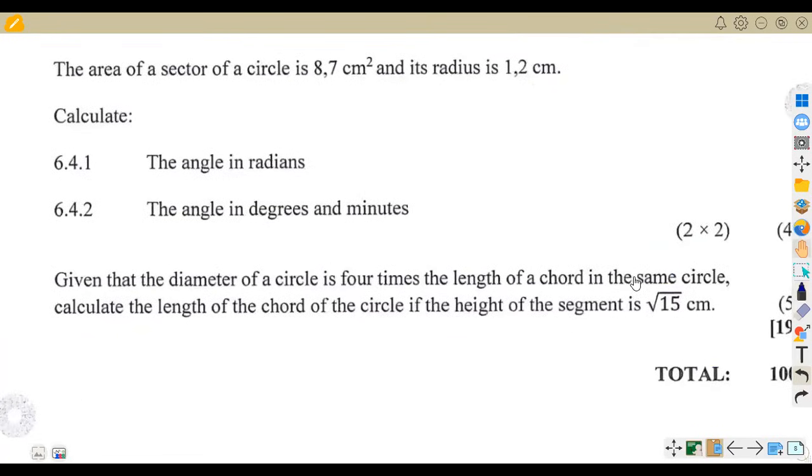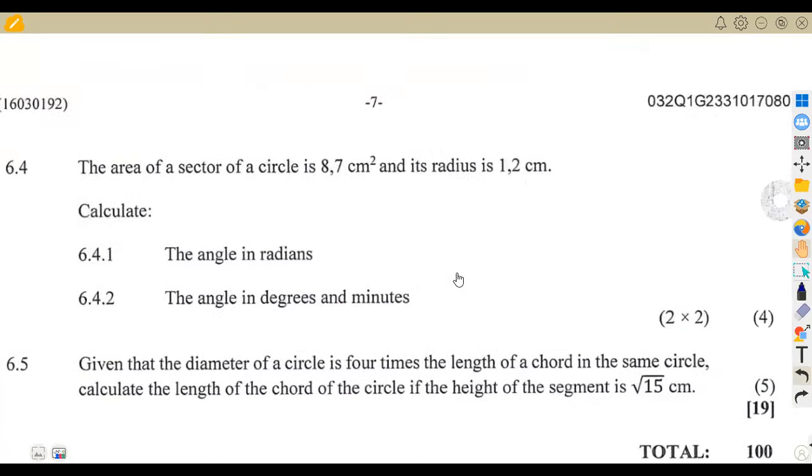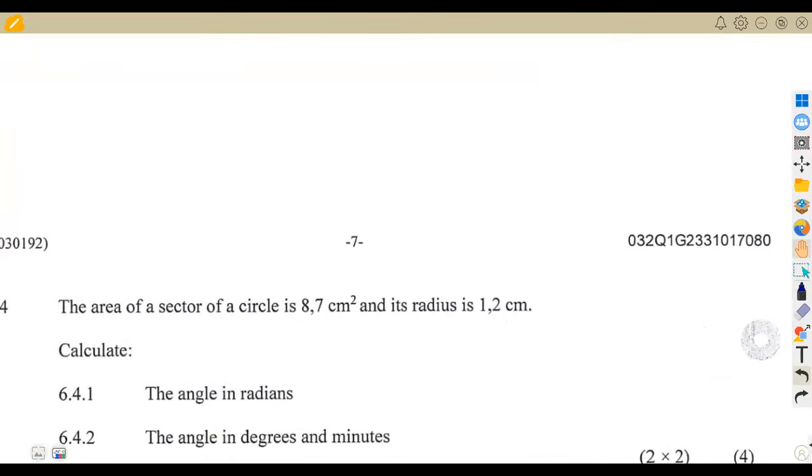All right, 6.41. We are now given a sector, and the area of the sector is 8,7 square centimeters, with its radius being 1,2 centimeters. Calculate the angle in radians. This was another question which was actually not making sense to me, but still, it is fine.